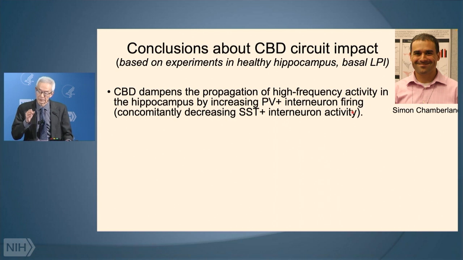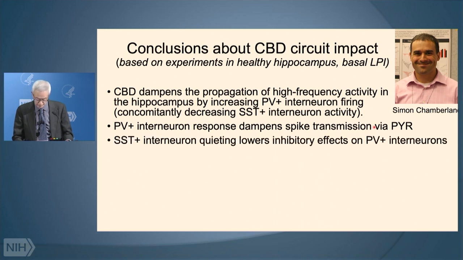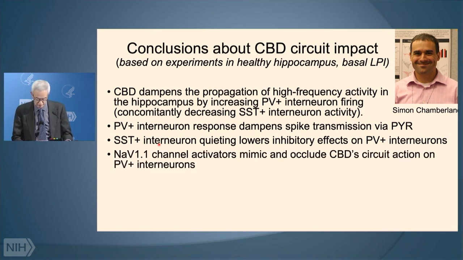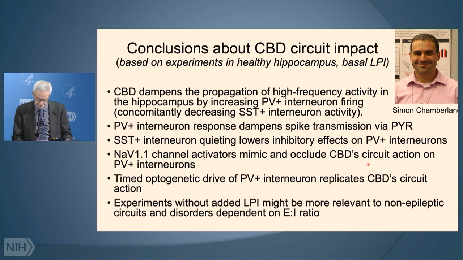The interneuron that you need to fire is the one that's made to fire. And that dampens spike transmission via pyramidal cells, and the SST neurons are not allowed to inhibit the PV neurons, so that makes the effect even stronger. We can mimic the effect by activating sodium channels, and they mimic and occlude CBD circuit action. And the timing is important because that's when you need the inhibitory input to prevent firing.